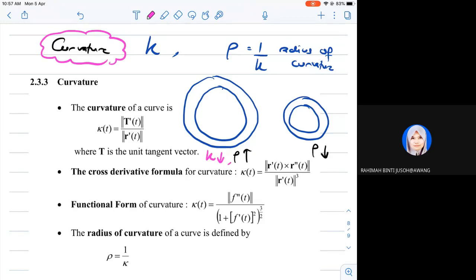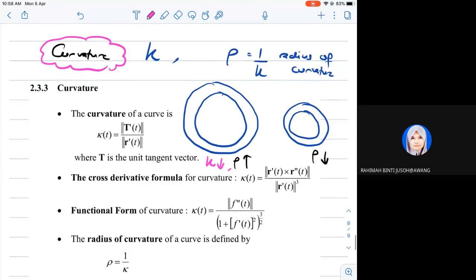Sebab dia roundabout tu besar. Dia macam rasa macam tak effect pun you punya handle basikal tu. Betul tak? You pusing sikit-sikit je. Maksudnya curvature masa you lalu roundabout besar tu adalah kecil. Tahap kelengkungan tu kecil, sebab radius dia besar. Understand?